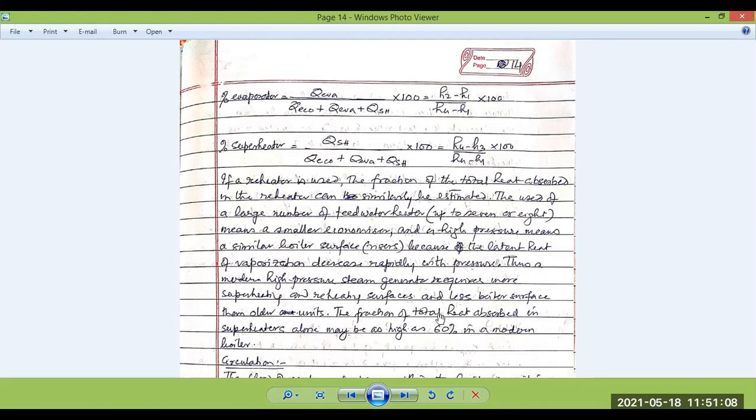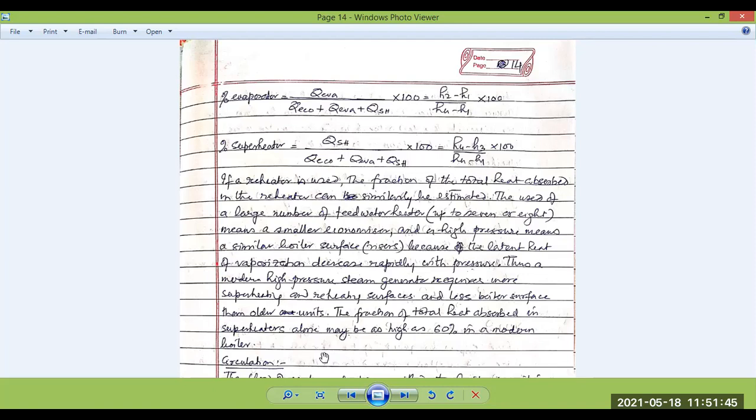So, what we find from the last point is that the heat absorbed in the superheater is almost 60% of the total. Here Q superheater is the maximum heat along the path, and it is divided by the other heat. Now, here one thing is to be clarified with the reheater, whether we use it or not: the fraction of the total heat absorbed in the reheater can similarly be estimated. How much heat is being absorbed in the reheater itself can be estimated just like this.